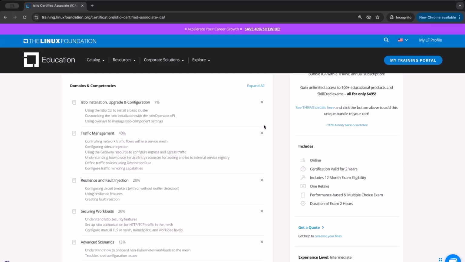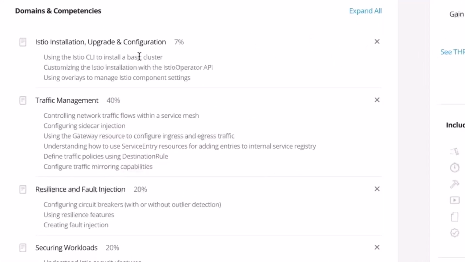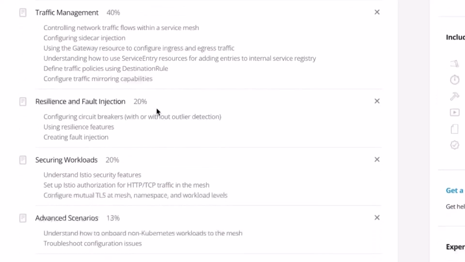You are going to be tested on the following domains here. We have the Istio installation, upgrade, and configuration. This will include one or two questions. Traffic management is a big portion of the exam. This has roughly 10 questions, I want to say, three that can be quite tricky. Moving on to resilience and fault injection, this has about 3 to 5. The circuit breakers question is quite tricky.